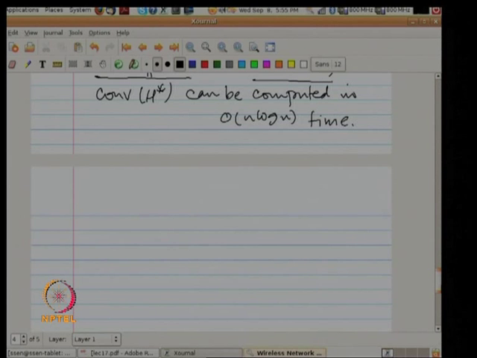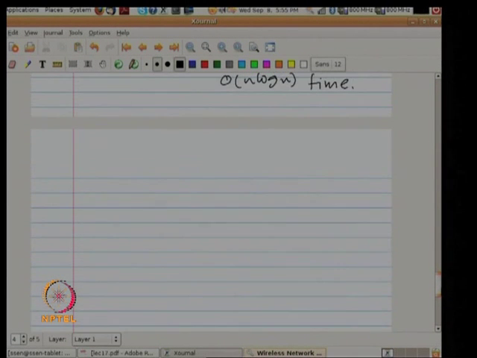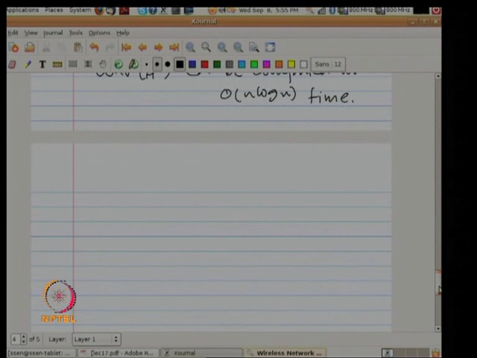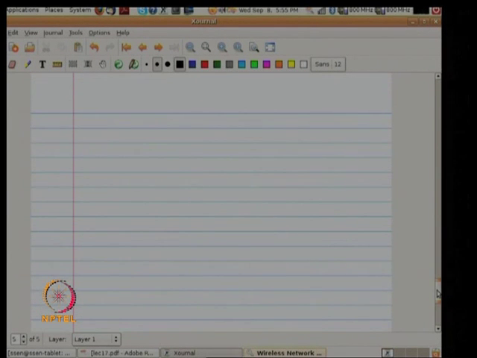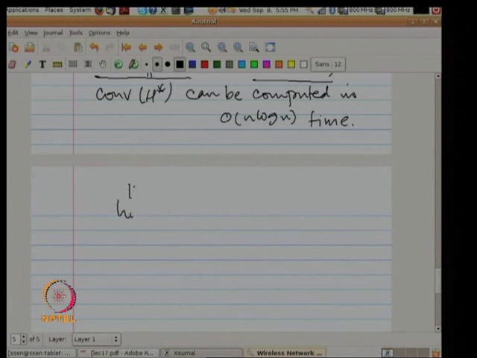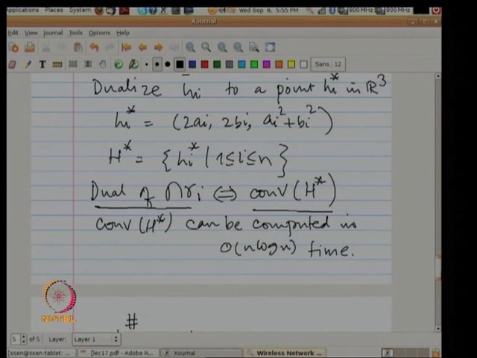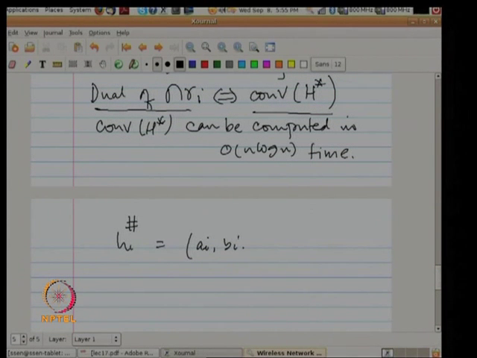So, if you remember, h_i was 2a_i, 2b_i, a_i squared plus b_i squared. What I do is I scale it by a factor of 2. So, let us define the set of points, let us call it H_i sharp. I divide each coordinate by a factor of 2. So, I just shrink everything by a factor of 2. So, then what happens? It becomes a_i, b_i, and notice that a_i, b_i is similar to the coordinates of the ith point.